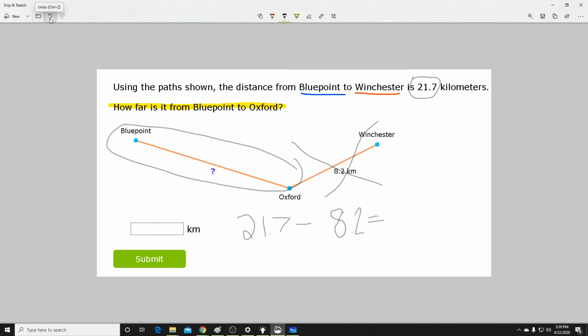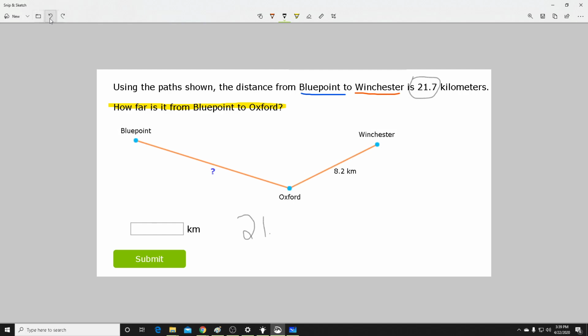So let's do that. Let's first line this up, just like you did all week. 21.7. We need to line up the decimals. So we have a 2 here. We have an 8 in the ones place. Now we need to subtract. 7 minus 2 is 5. Bring down the decimal point. 1 minus 8. Can't do that, right? 1's not big enough. So we need some help.